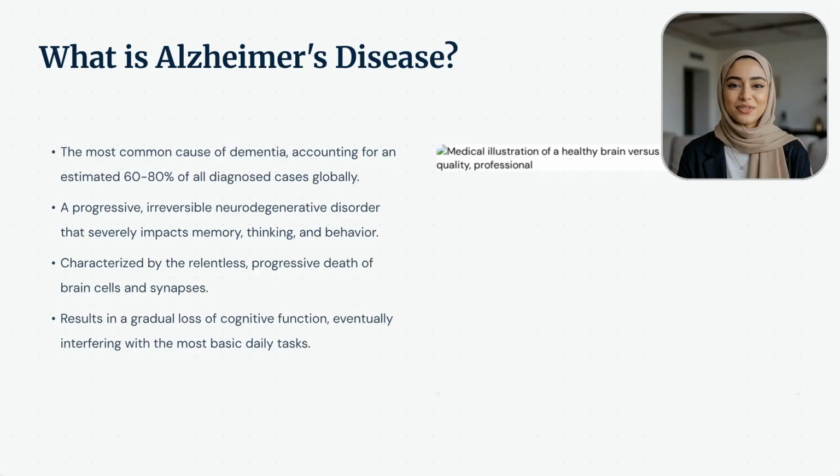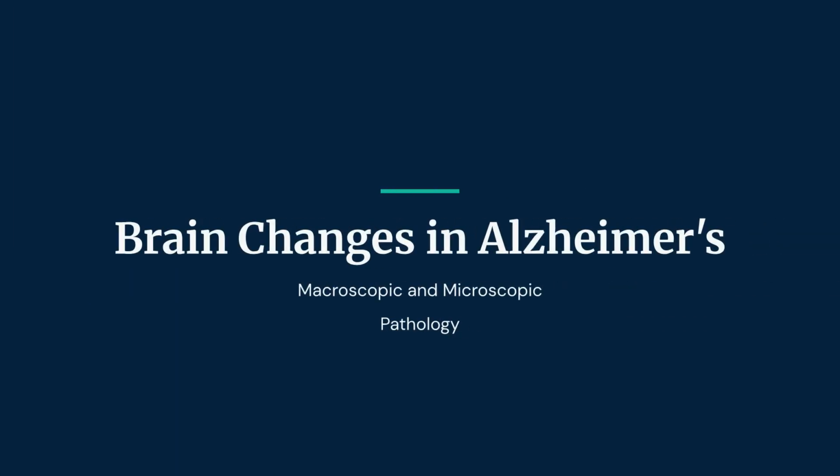Alzheimer's is the most common cause of dementia. This irreversible neurodegenerative disorder is characterized by the progressive death of brain cells and synapses, leading to a gradual loss of cognitive function. Next, we will delve into the brain changes associated with Alzheimer's, covering both macroscopic and microscopic pathology.